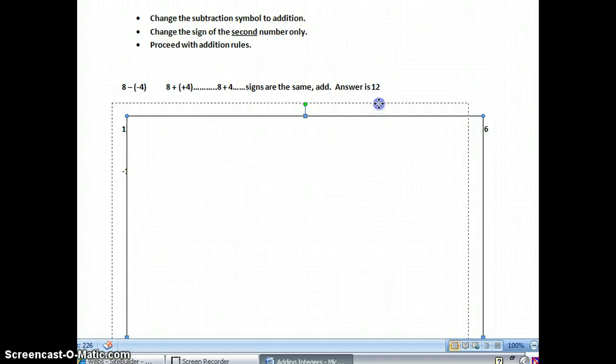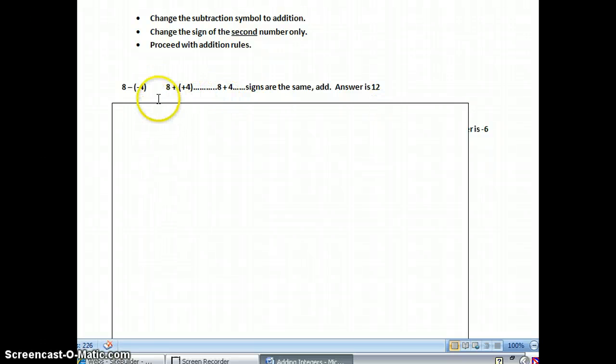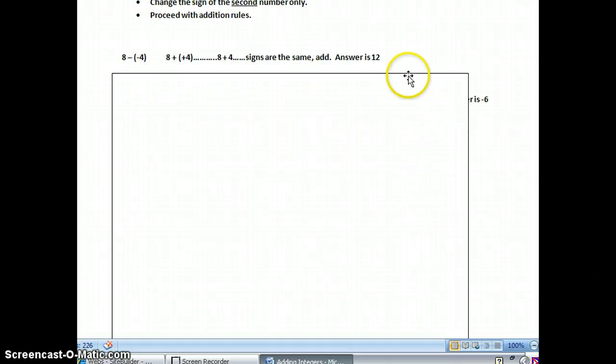So let's say I've got 8 minus -4. Now I would have those parentheses in there because if I didn't, it would look like this, and you'd be saying, what the heck is that? So we keep the negative in parentheses around it. My first step is change the subtraction to addition, then change this negative sign to positive. So in essence, I've got 8 plus 4. Now I just change it over here because most likely you wouldn't write a positive 4. So the signs are the same, I add them, and the answer's 12. Pretty easy on that one.